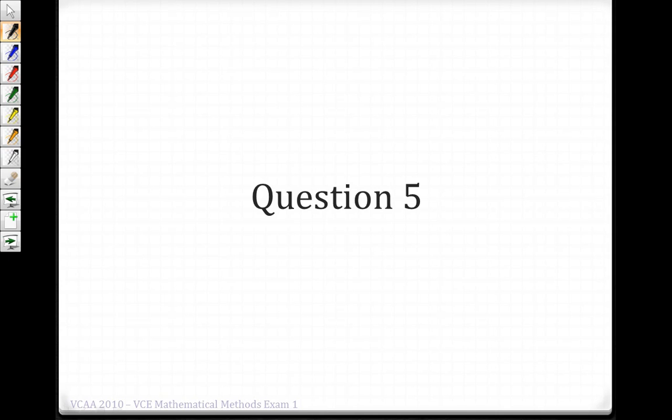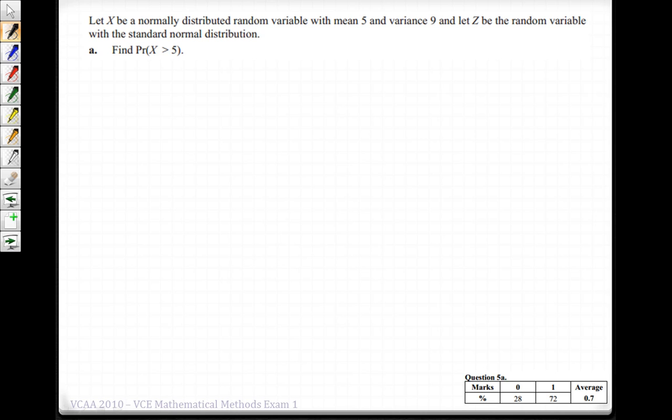Alright, so next up, let's have a look at question 5. Let X be a normally distributed random variable with a mean of 5 and a variance of 9. Let Z be the random variable with the standard normal distribution. So what we've said is X is distributed normally with a mean of 5 and a standard deviation of 3. The variance is 9, so the standard deviation equals the square root of 9, which equals 3.